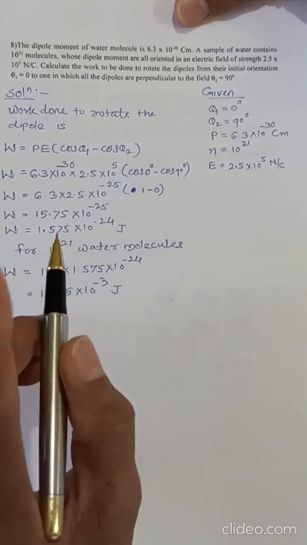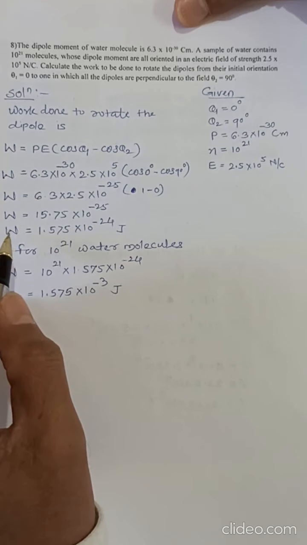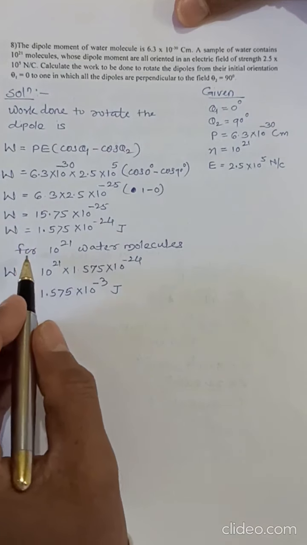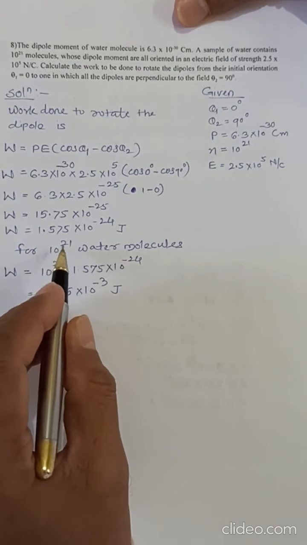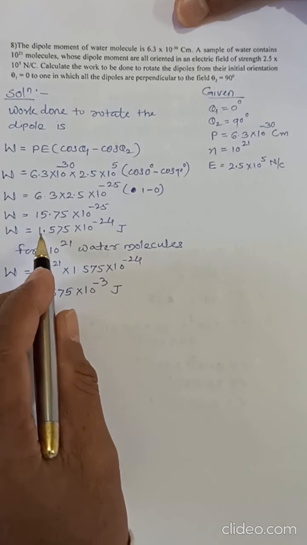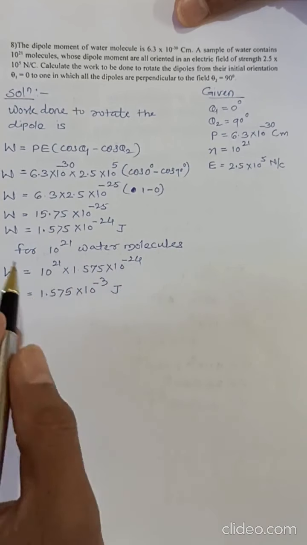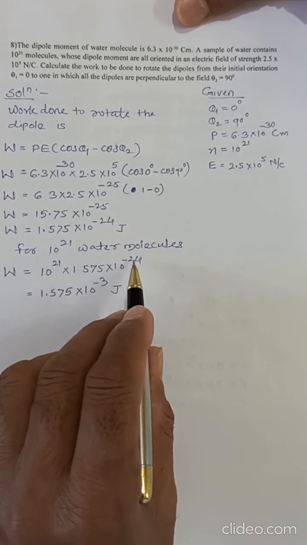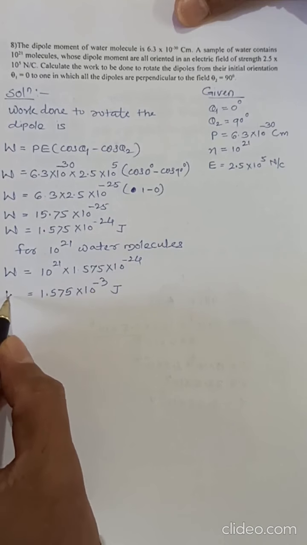This is for one water molecule. But here the number of water molecules is 10 raised to 21, and therefore for 10 raised to 21 water molecules, W is equal to 10 raised to 21 into this work done, 1.575 into 10 raised to minus 24. So 1.575 into 10 raised to minus 24 plus 21, minus 3. This is the final work done by the dipoles.